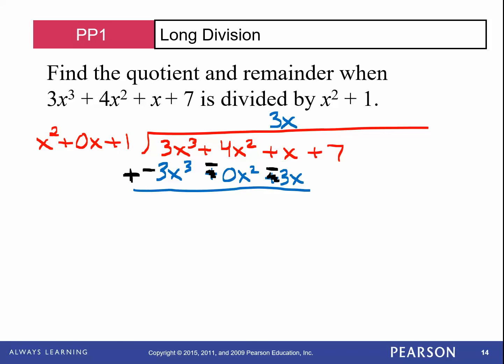I think it helps because now you can just look down. 3x squared and negative 3x squared, that's gone. Let's see, 4x squared and a 0x squared, that makes a 4x squared. Let's see, a 1x and a negative 3, make a minus 2. All right, bring down the extra little term right here, and the process starts all over again. Have fun.